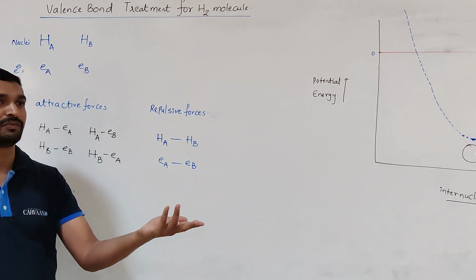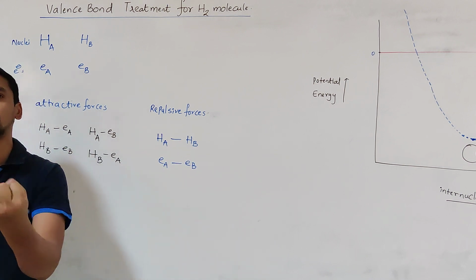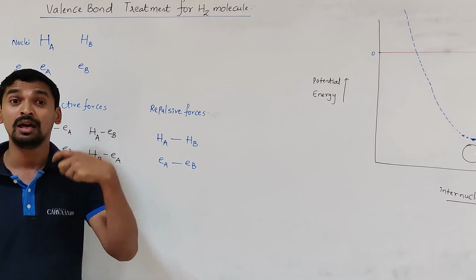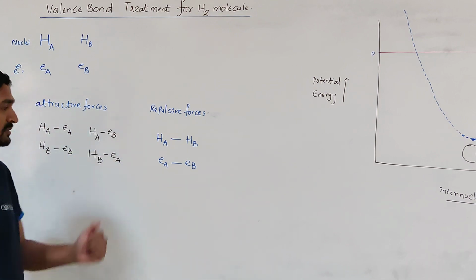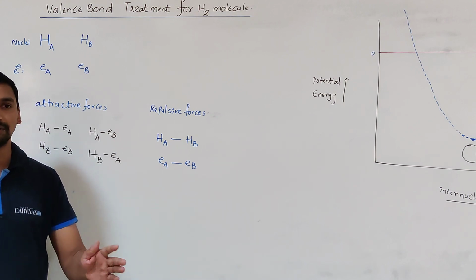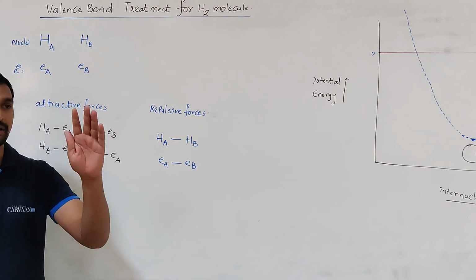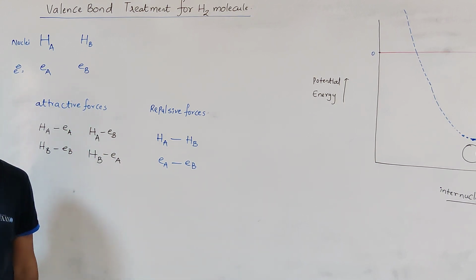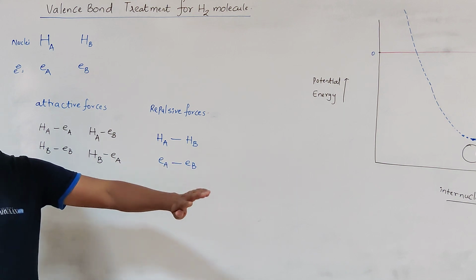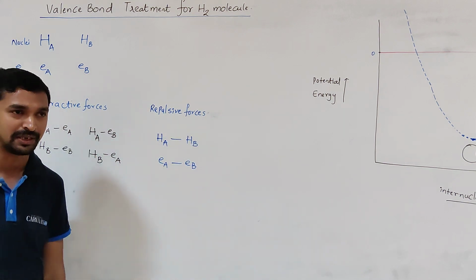Wherever more energy is released, that system acquires only minimum energy. Minimum energy always corresponds to maximum stability. That's why, in the formation of a hydrogen molecule, as the hydrogen atoms come very close to each other, energy is released. The greater the amount of energy released, the more the system acquires maximum stability.